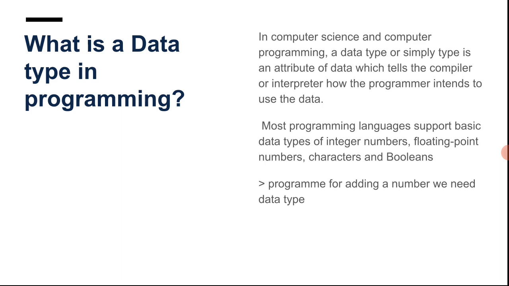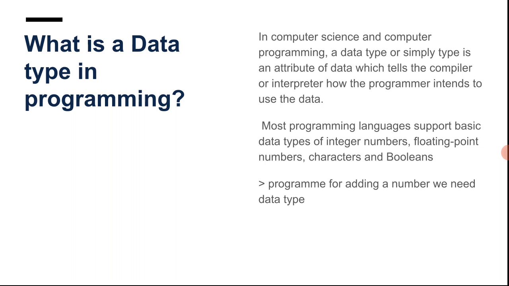We have different types of data types in software and in applications. Most programming languages support basic data types of integer numbers, floating point numbers, characters and booleans. It depends upon the program. We use different data types for different purposes, and that is why data types are very important.